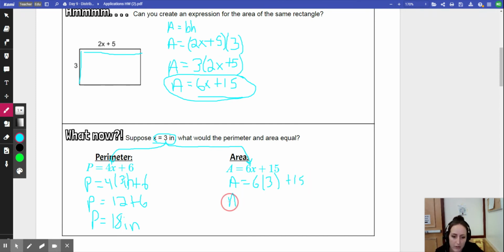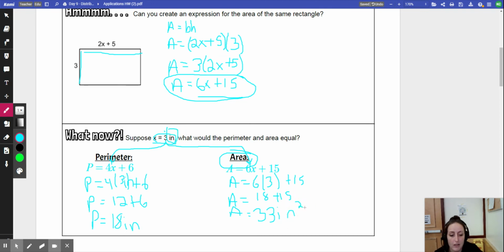When we simplify this further, we get 6 times 3 is 18, plus 15. And simplify it all the way, we end up with the area equaling 33. Now, when we're talking units, in the area, you are always units squared. So it'll be 33 inches squared.